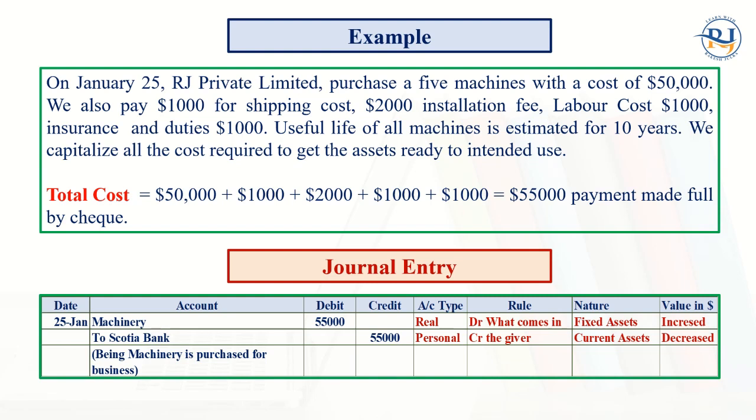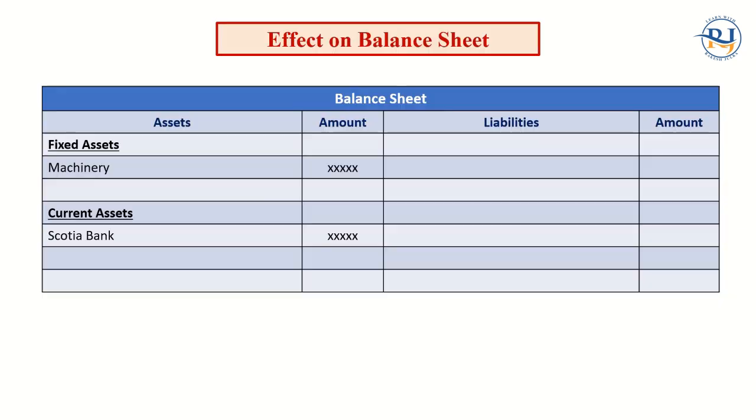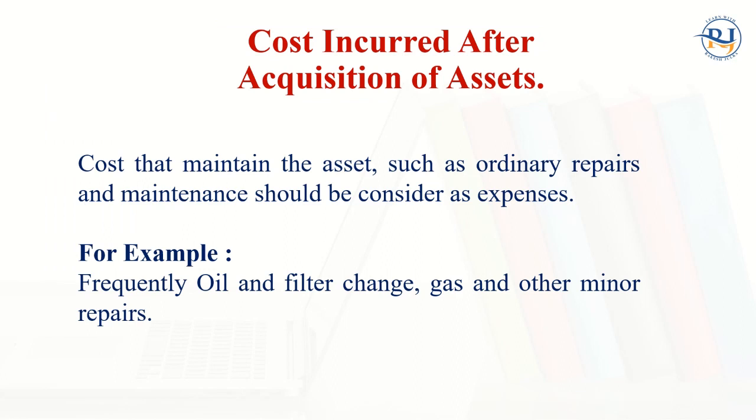So what will be the total cost of the assets? $50,000 was the price of the assets, meaning the cost price of the assets, plus 1,000, 2,000, 1,000 and 1,000. All these were the expenditures made to buy that machinery. So $55,000 is the payment made in full by check. The journal entry would be machinery account debit to Scotiabank. What will be the effect on the balance sheet? On the balance sheet, machinery will come under the fixed assets and Scotiabank will come under the current assets.